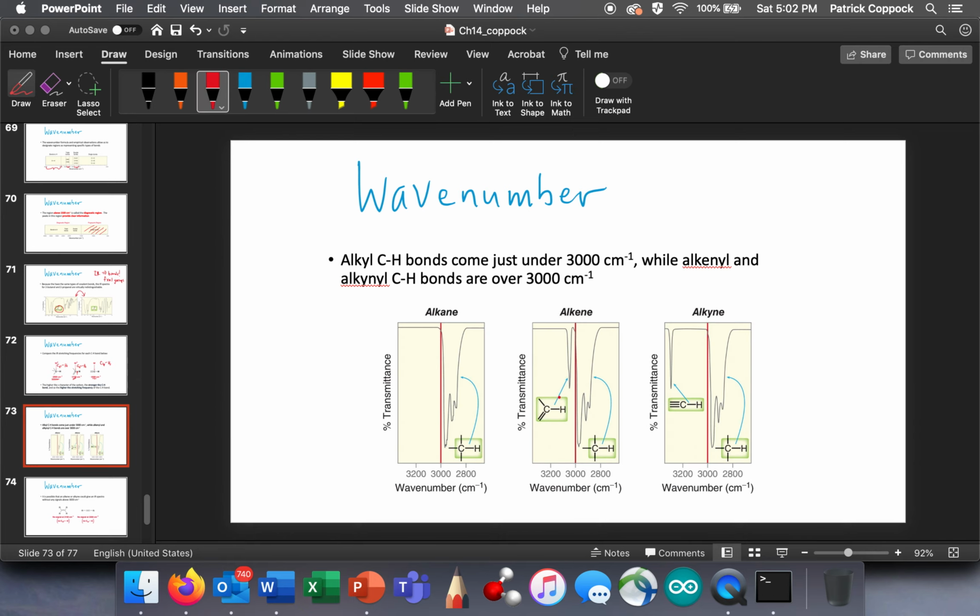Okay, let's look at some examples of that. If we have an alkyl CH, that is just a plain sp3 hybridized carbon, it absorbs right here. If we have an alkenyl carbon-hydrogen bond, it absorbs, you see that? Up around 3,100, or a little less than 3,100. If we have an alkynyl, that's got more s character, it absorbs even further up. You see that? This and this are evidence of what I showed you in the previous slide.